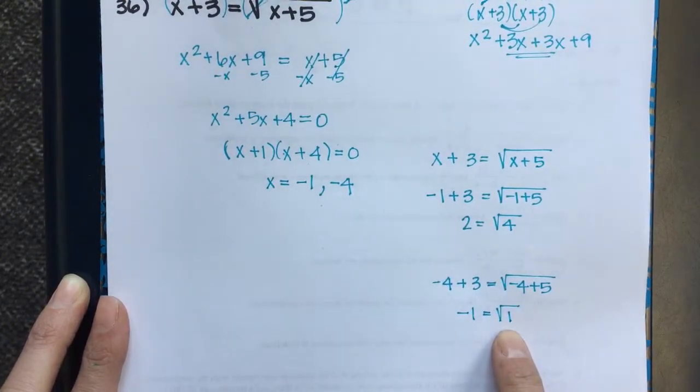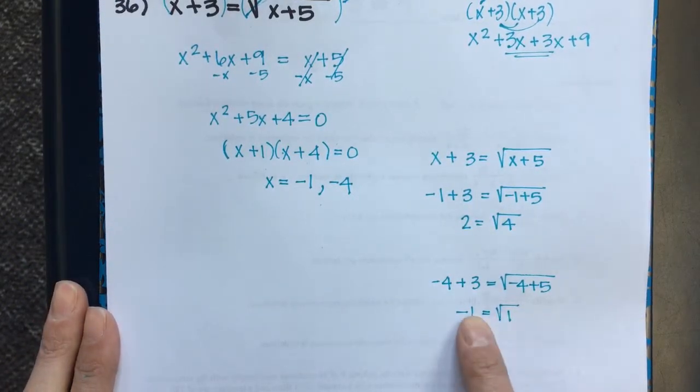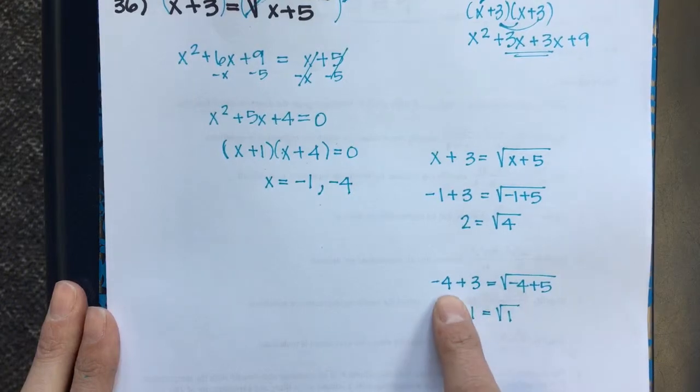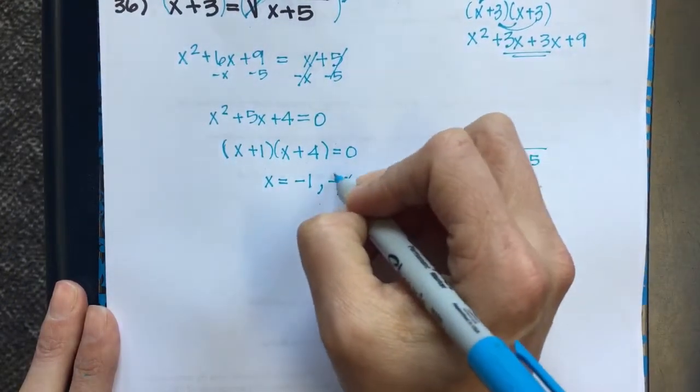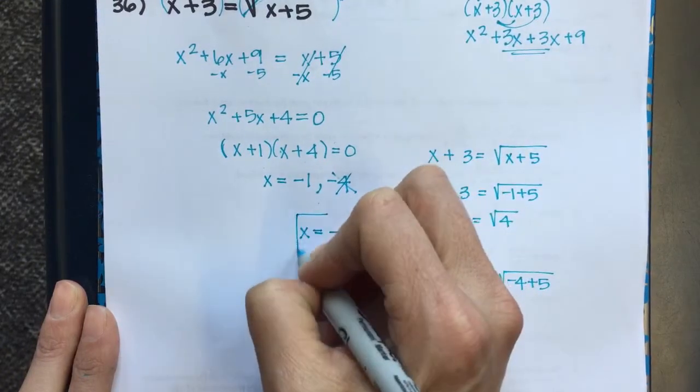Is the square root of 1 -1? No, it is not. It is +1. This is not equal. It's not a solution. It means -4 wasn't a solution. Doesn't work. Our only solution is x equals -1.